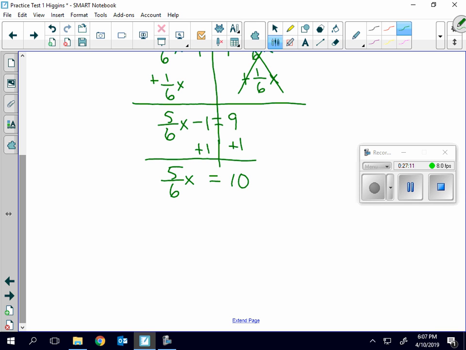And how do I get rid of that fraction? You want to multiply by the reciprocal. We're multiplying both sides by 6/5. You can put a 1 here if you need to. That will cancel off your whole fraction there, leaving me with just x equals, multiply that top. 10 times 6, 60. 1 times 5 is 5. And 60 divided by 5 is 12.